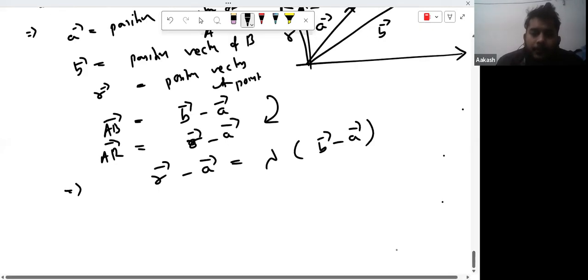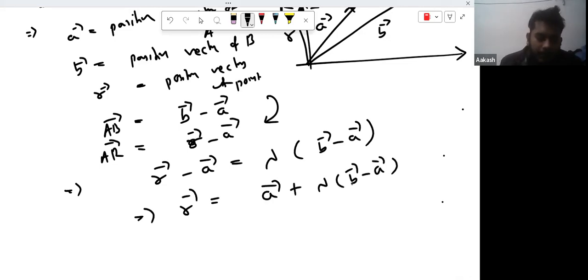Okay. We can say R vector is equal to A vector plus lambda times B vector minus A vector. Okay. This is the equation of line passing through points. Okay. Yes, sir. Note it down.